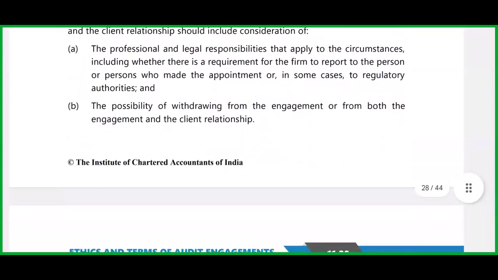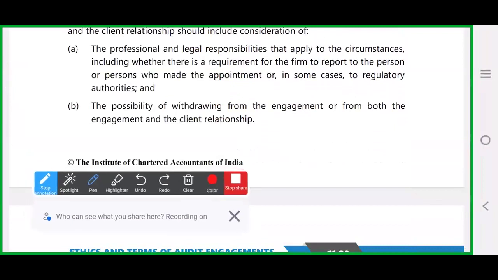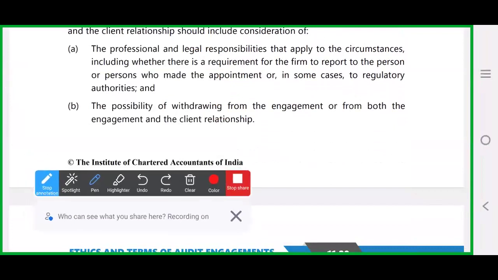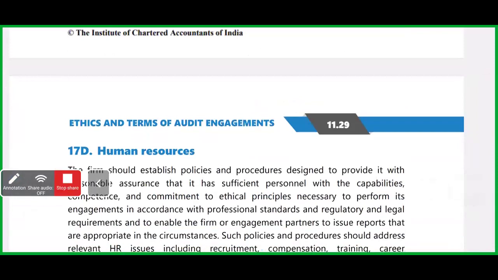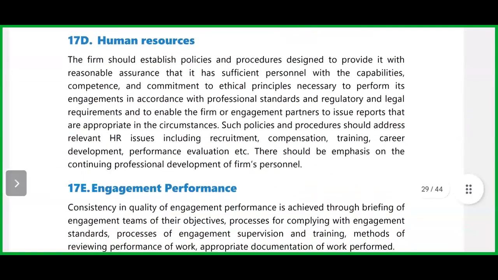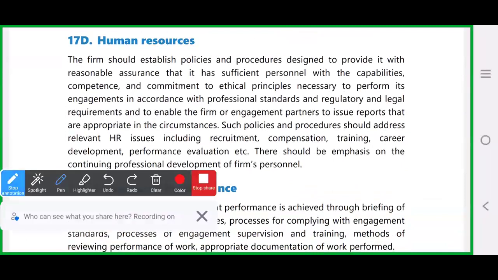Also, the auditor should consider that the professional and legal responsibilities are applied. The possibility of withdrawing from the engagement exists if the terms are not in agreement with each other. Next point, fourth point, comes human resource. The firm should have sufficient people, bandwidth, who are responsible, competent enough, and committed to their work. This is very important.